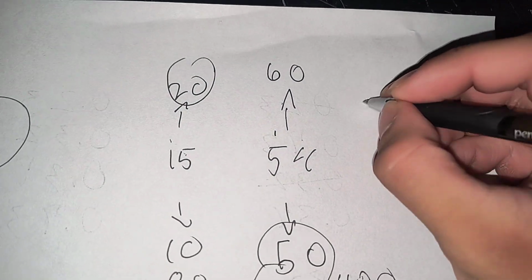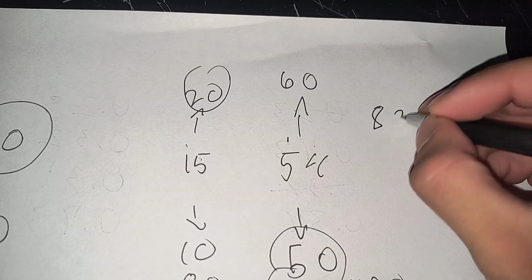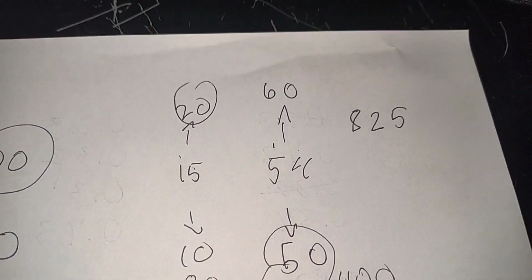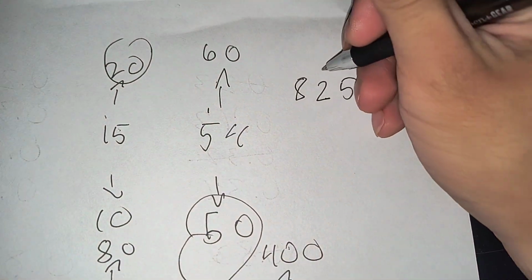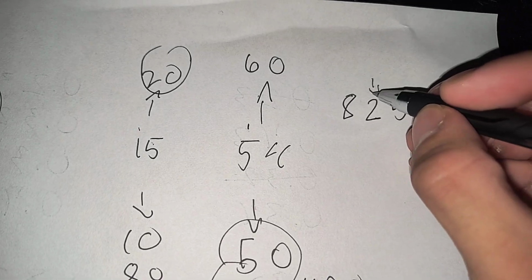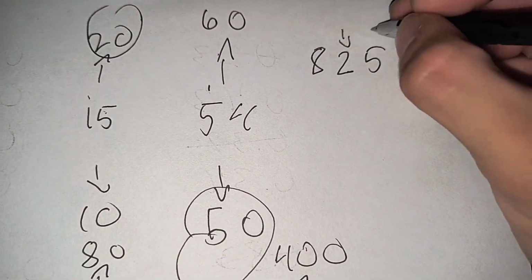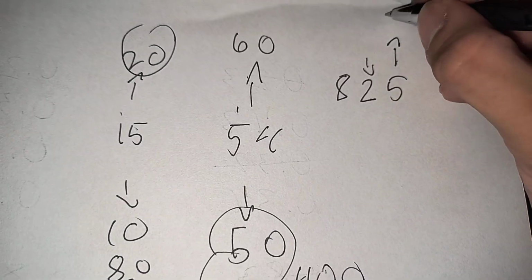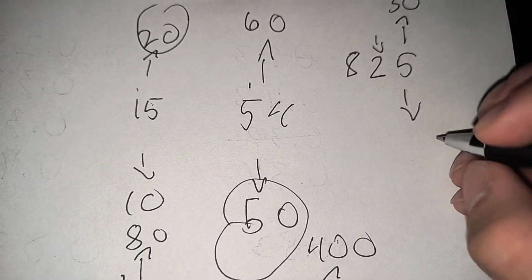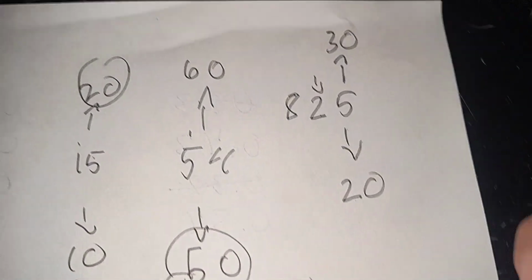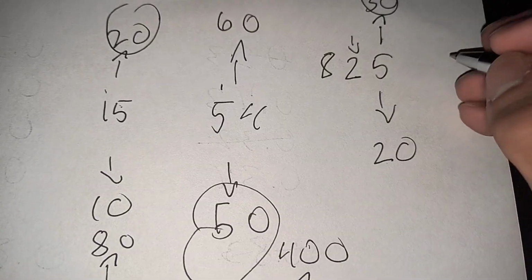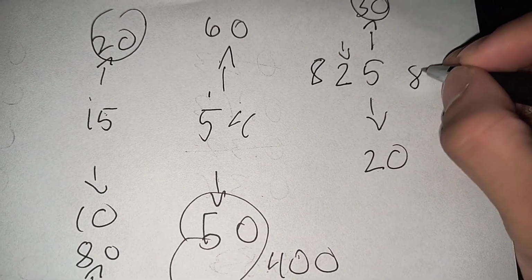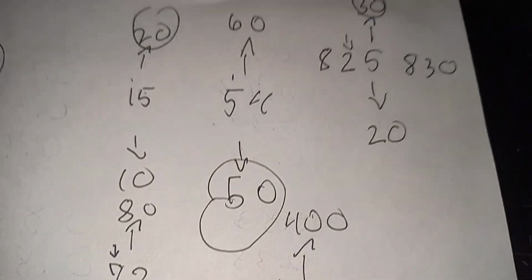Now, if I were to give you the number 825, and I were to ask you to round it to the nearest tens, how would we do that? Well, again, we look at the place value that we're rounding to, which is the tens place value. Then we would look at the one before it, and we would say, well, what is this one closest to? Is this one closest to 30, or is this one closest to 20? Well, it's in the middle, so we always round up. So 825 rounded to the nearest tens would be 830.